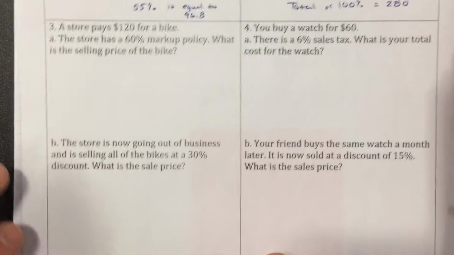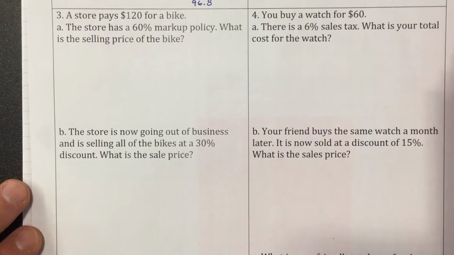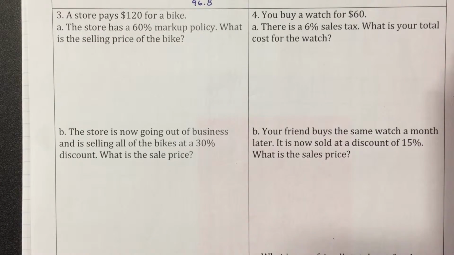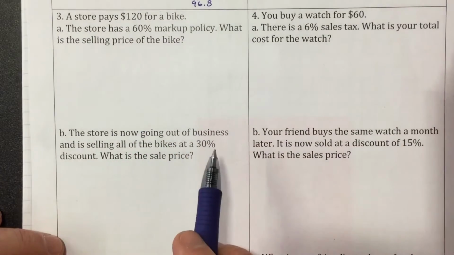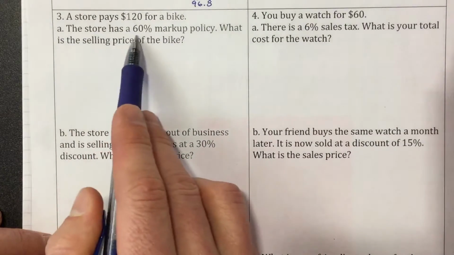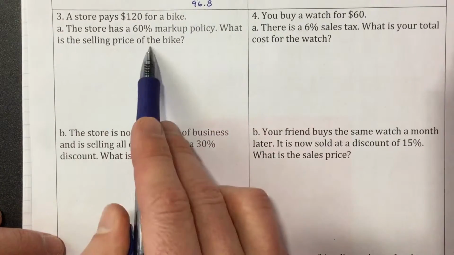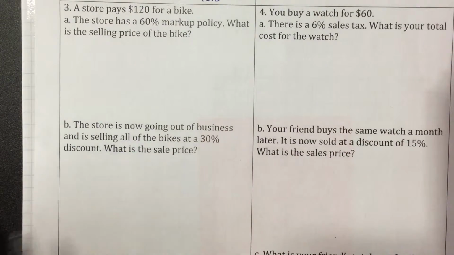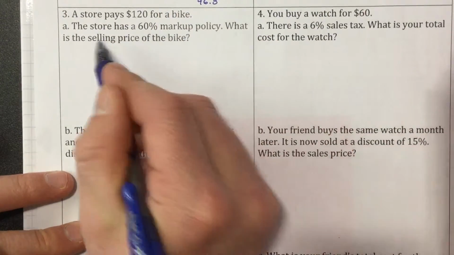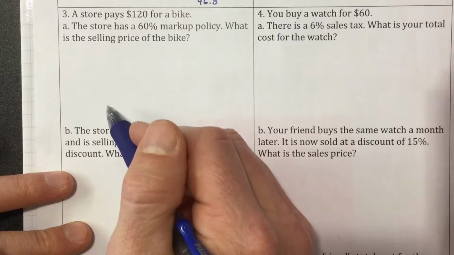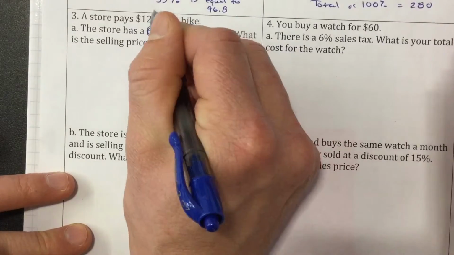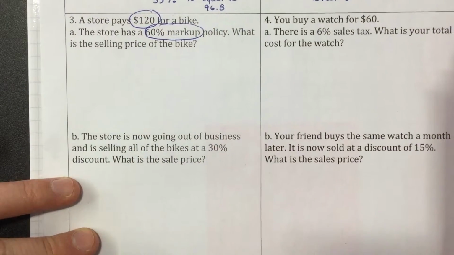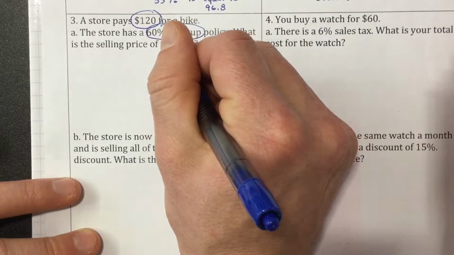All right, let's move on to some real life scenario questions where there's markups, taxes, and other things like that. So a store pays $120 for a bike. The store has a 60% markup policy. What will the selling price be? So we're trying to figure out what is the selling price after the markup. So a couple things. I know that they charge 160% and the original is $120.